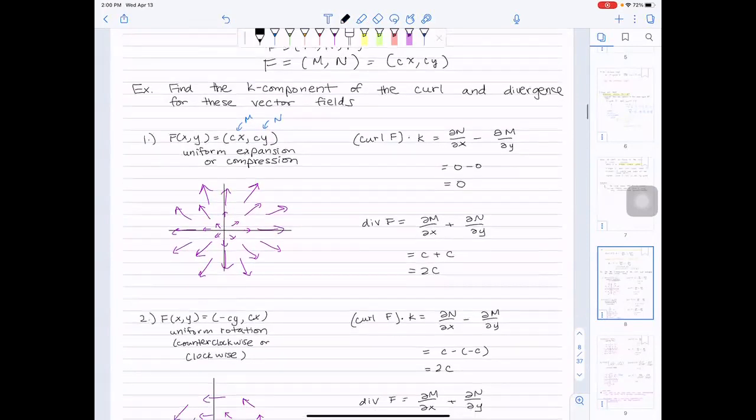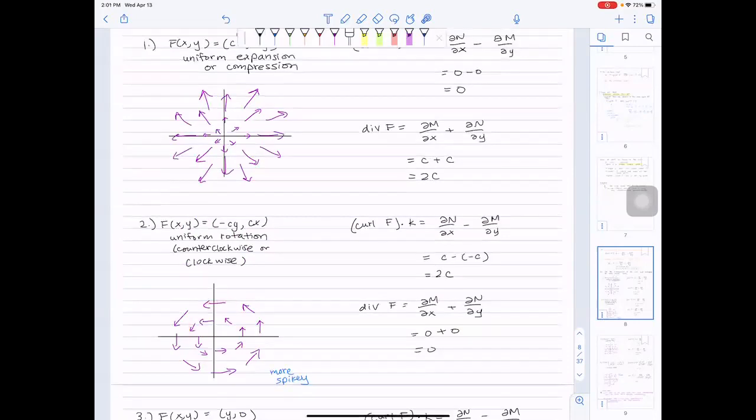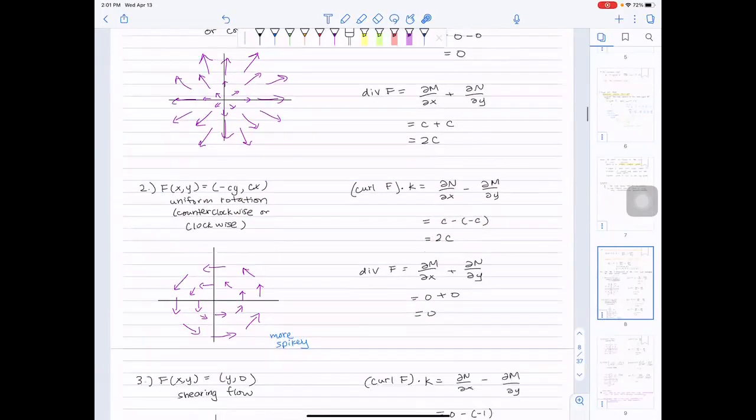Okay. And so in the second picture, there's no expansion at all or compression, so divergence is 0. But there is a lot of rotation, so the curl is 2c. Okay, what about a third example?